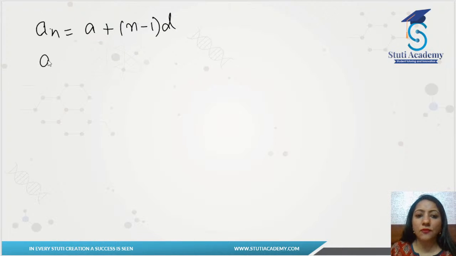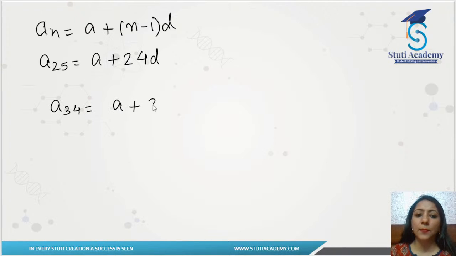So if we want to solve for the 25th term, we will write it as a plus 24d. It's 24 because whatever term number is here, we are taking one less. In the same way, if we are solving for the 34th term, we will write it as a plus 33d. All this we discussed in the previous class also, and we were discussing the second exercise of arithmetic progression.